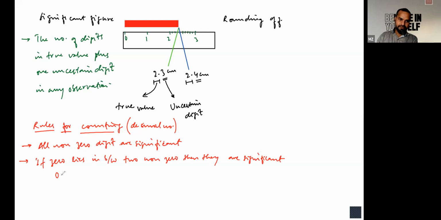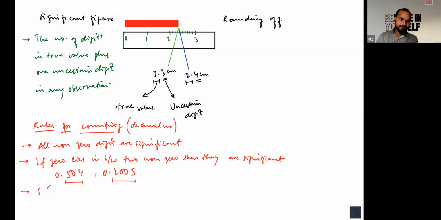It means if you have 0.504, or 0.2005, in the first example we have one 0 in between two non-zero digits, so all three digits will be significant. Similarly, in this example, we have two 0s in between two non-zero digits, 2 and 5, so all 0s in this observation will be significant figures.